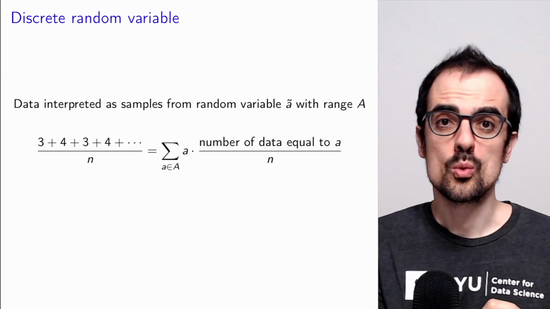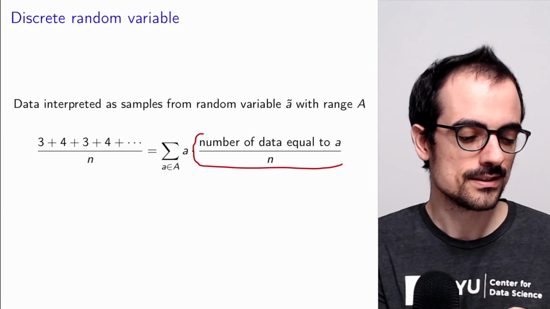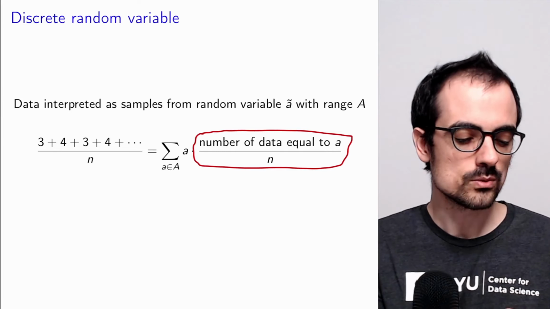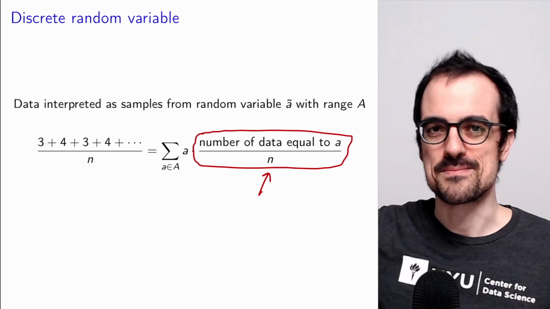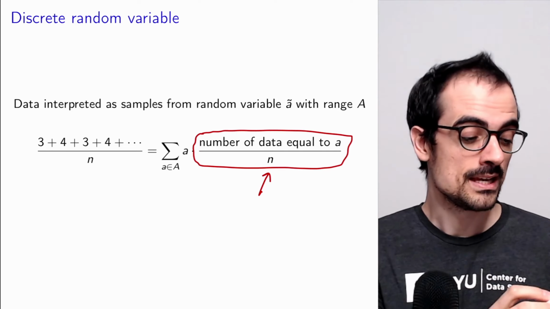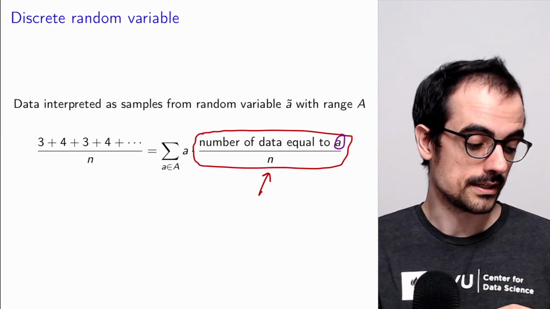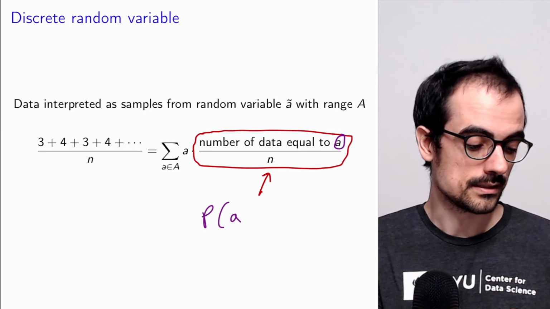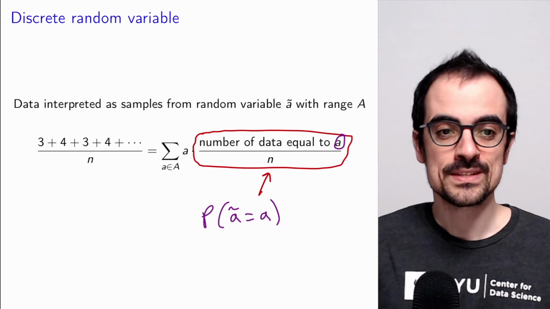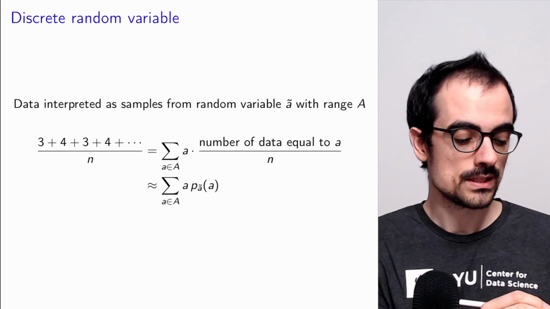Because now we have this fraction, which is the fraction of data points equal to each of those values. What is that when we divide it by n and we have many, many samples? This is the intuitive definition of the probability that the random variable is equal to that value, when we have many, many samples. What is that probability? It's just the PMF of the random variable evaluated at that value.